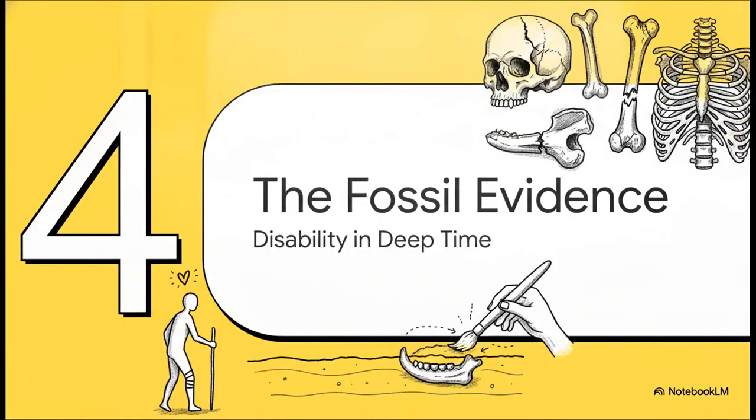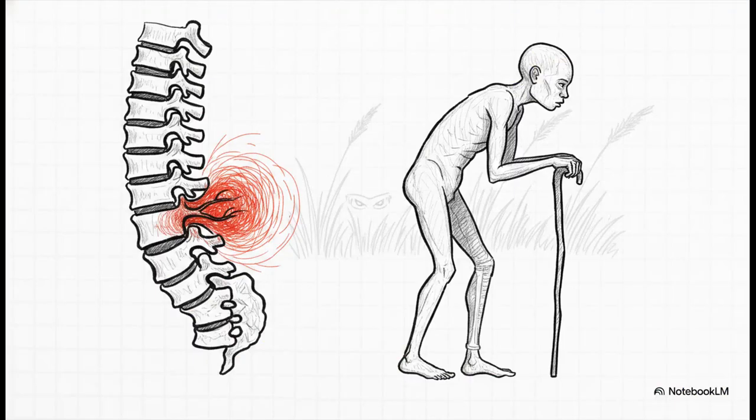Okay, let's get into the hard proof in Section 4, the fossil evidence. We're tracing disability through deep time. First up, we have Turkana Boy. He was a Homo erectus youth who lived about 1.5 million years ago in what is now Kenya. Detailed scans of his fossilized spine revealed a severe, long-term slipped disc.